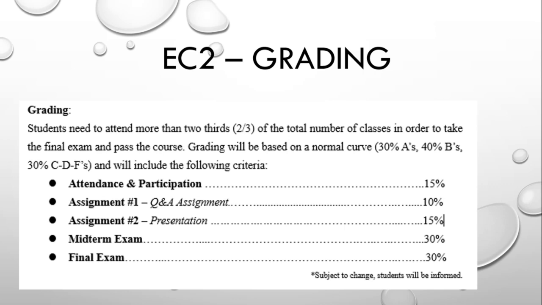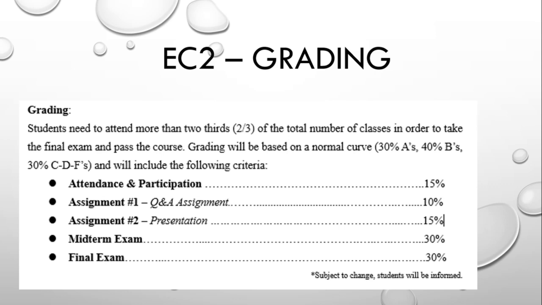Next is assignment number 1. This will be a Q&A assignment, which will be 10% of your grade. This will happen in week number 4. I will give you that assignment where we will learn how to make WH questions in English, and you will have a written assignment to do, and that's 10%.